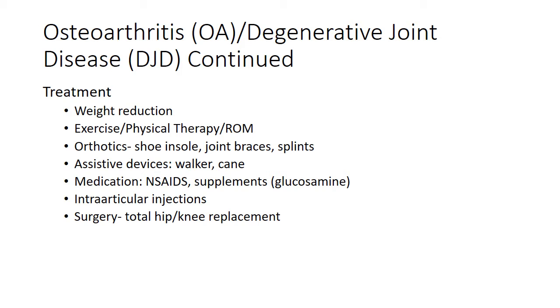There are lots of meds out there. Many that are commonly used are the non-steroidal anti-inflammatory drugs, NSAIDs, but we do have to be careful with those because they can lead to renal toxicity or cardiovascular side effects. There are different supplements like glucosamine that people take that can be protective. Some patients get intra-articular injections right into the joint, and then surgery is oftentimes indicated once the disease process has totally destroyed the joint, most commonly hip and knee replacements.